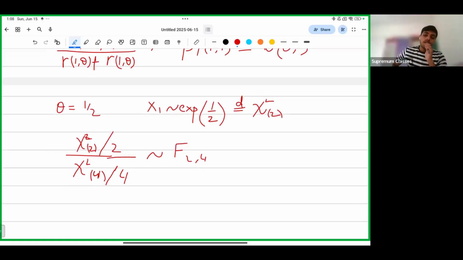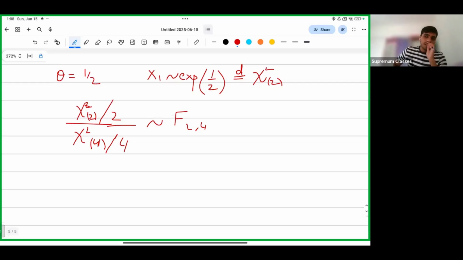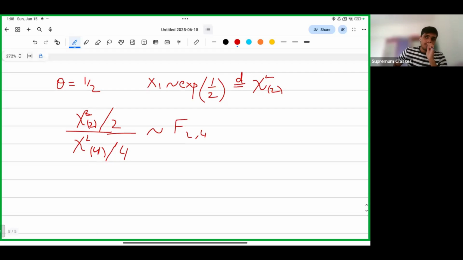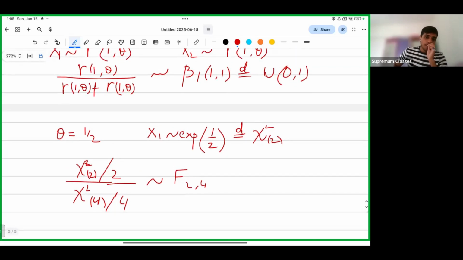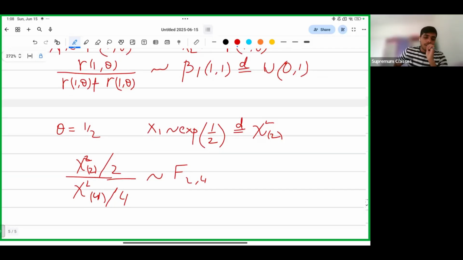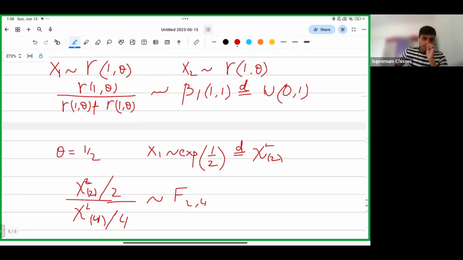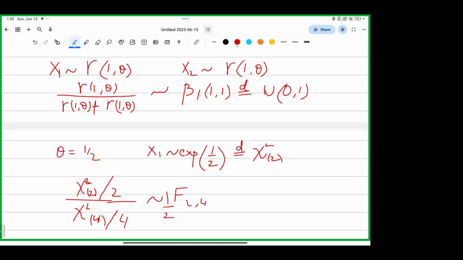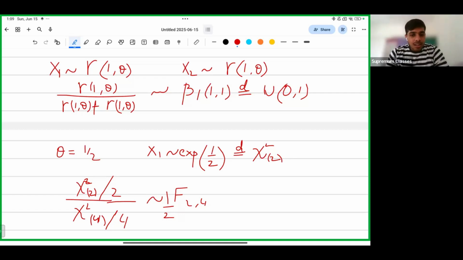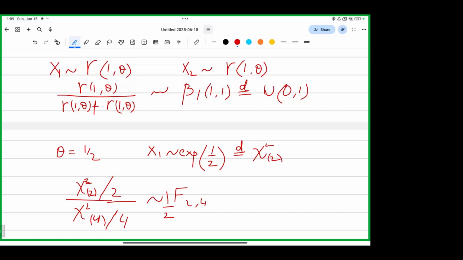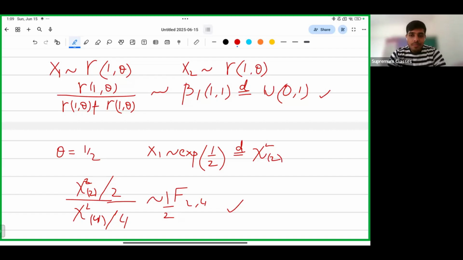Then is half of F2,4 the same as uniform 0, 1? We have already said that this is uniform 0, 1. So either that is wrong or this is wrong. You agree now that half of F2,4 is not uniform 0, 1. So there might be some issue here. In this one or this one? You tell me.